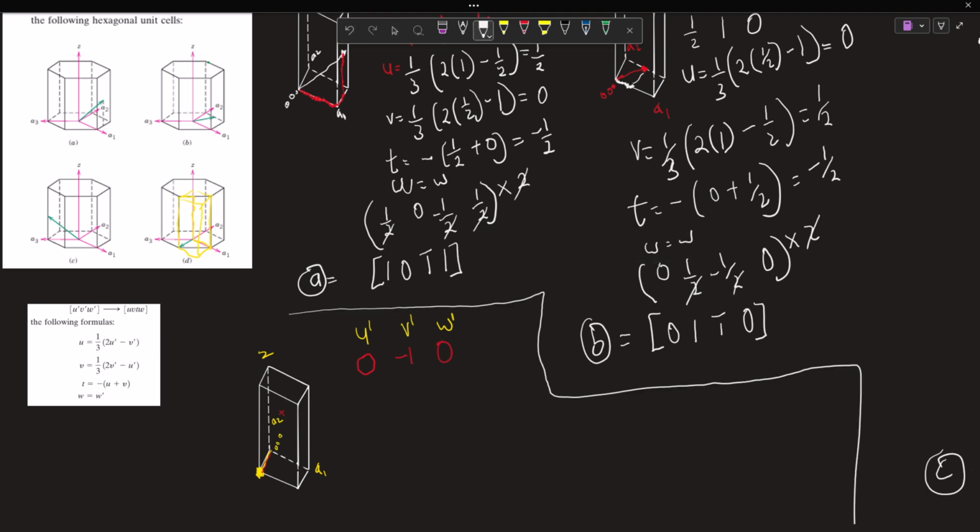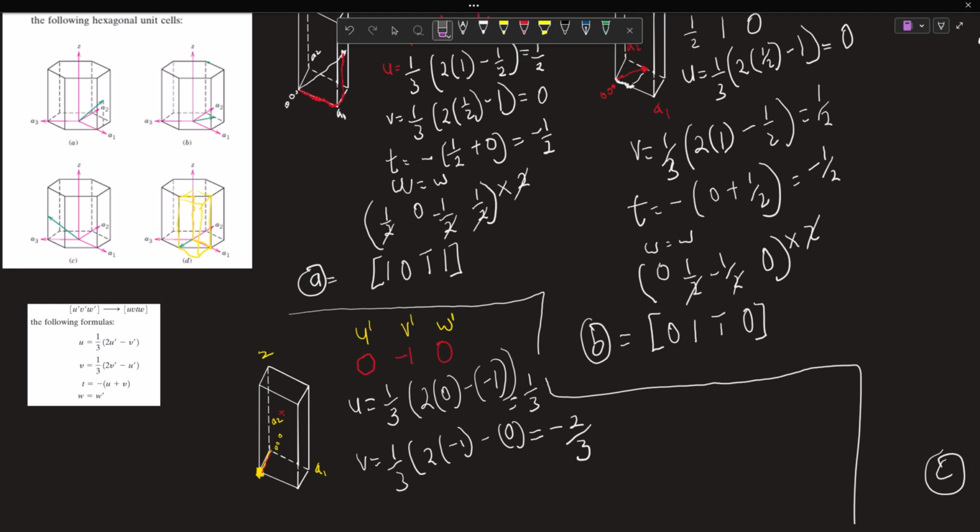Let me switch back to white ink. So now we're going to be looking for our U, which is equal to 1/3 open bracket 2 open bracket our U prime, which is 0, minus V prime, which is -1, close the bracket, and punching that into the calculator, our answer is 1/3. Then our V is equal to 1/3 open bracket 2 open bracket our V prime, which is -1 minus 0, which is equal to -2/3.